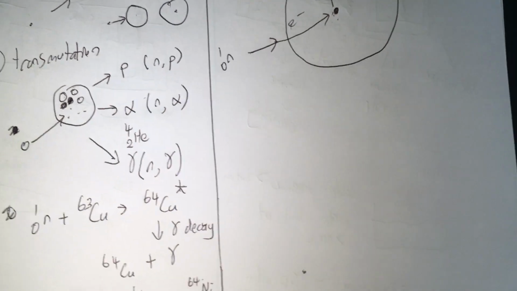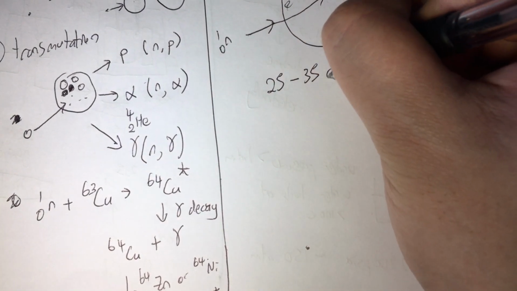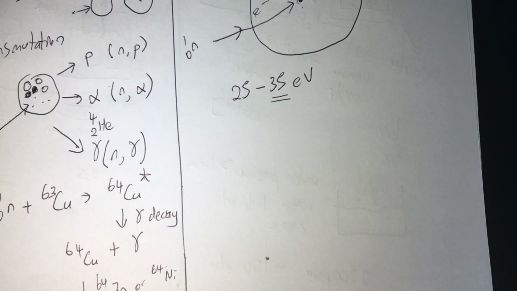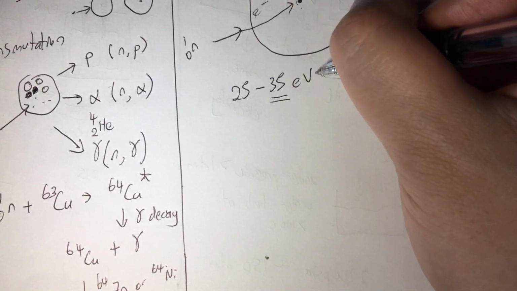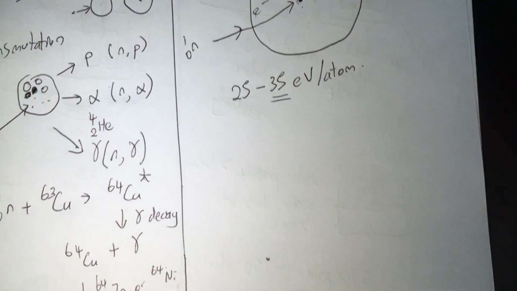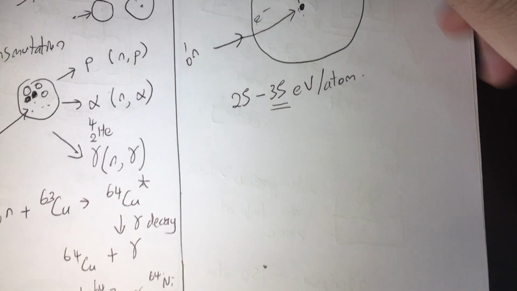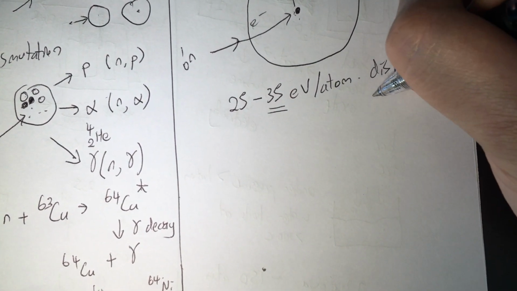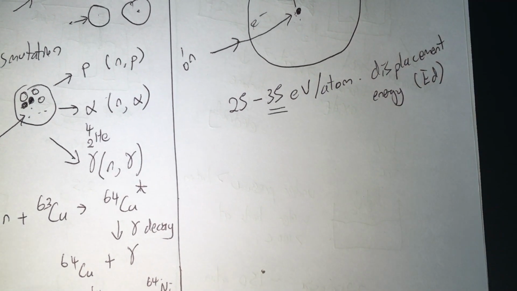So how much is that threshold energy usually? Well, for an iron atom, we are talking about 25 to 35 electron volts. So let's use this as an example. We just take the energy threshold, 35 electron volts per atom, to approximate the energy needed to dislodge or displace an atom. So we call this the displacement energy, and this is what I will call ED, energy of displacement.